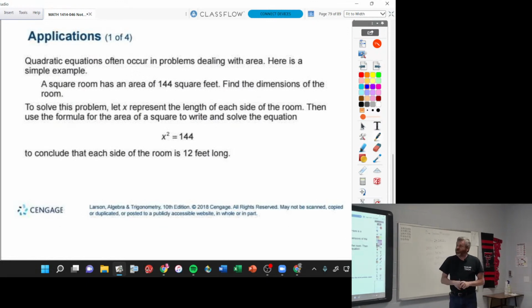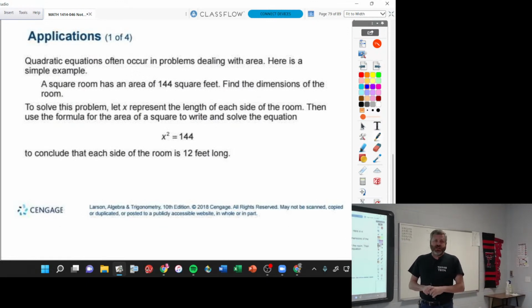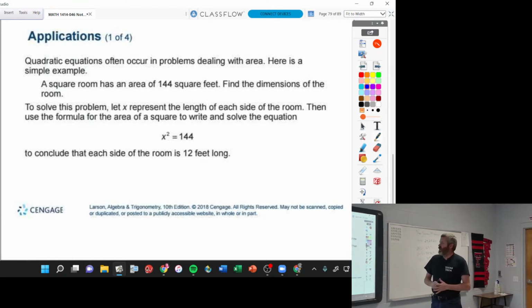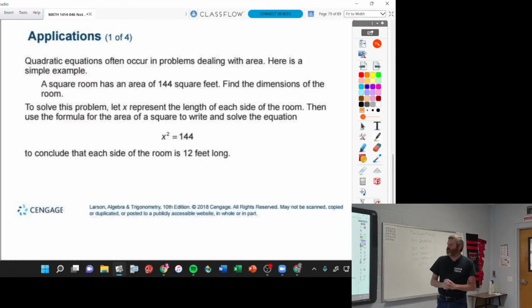Applications. So we're going to talk some word problems here. Quadratics are very useful in solving problems when you're talking about area. Here's an example. I have a room. The room has an area of 144 square feet. What are the dimensions of the room?